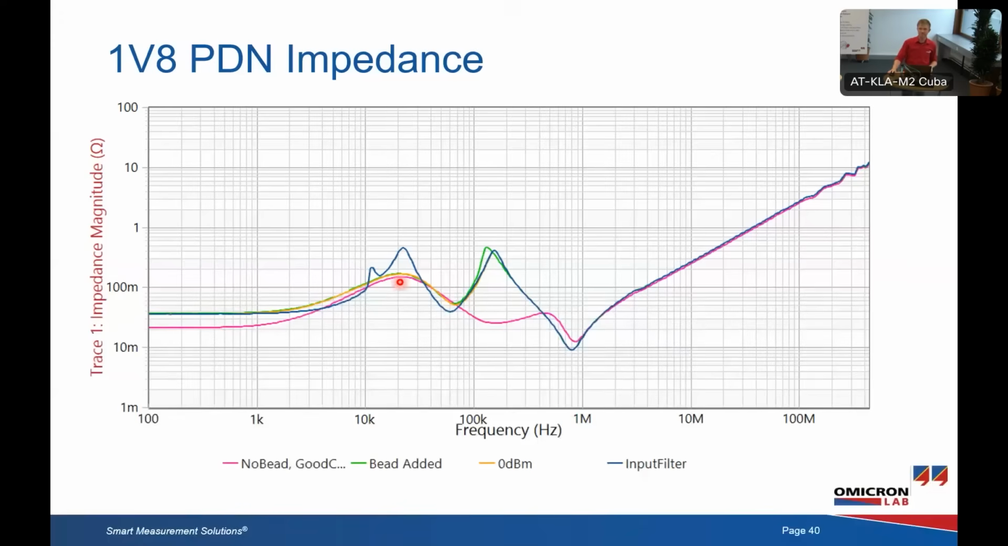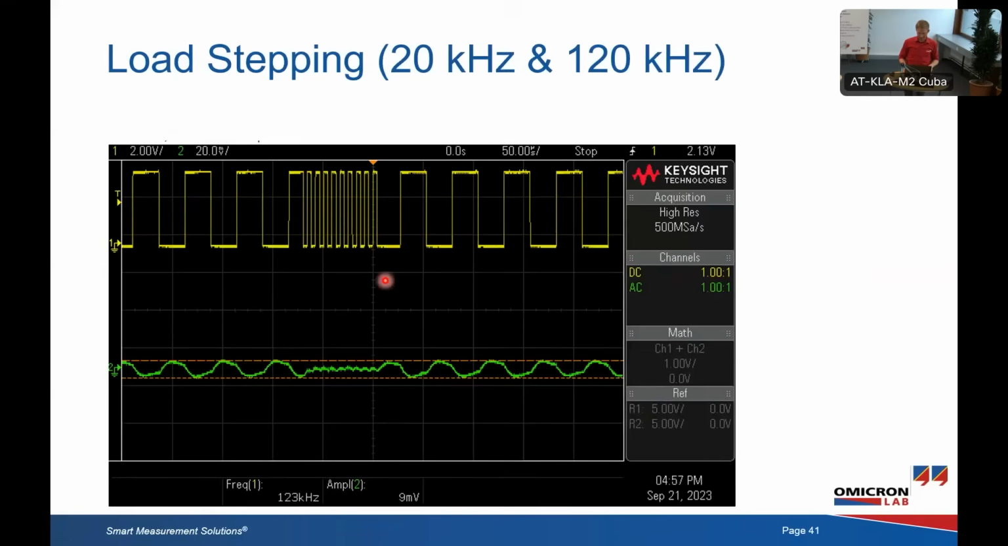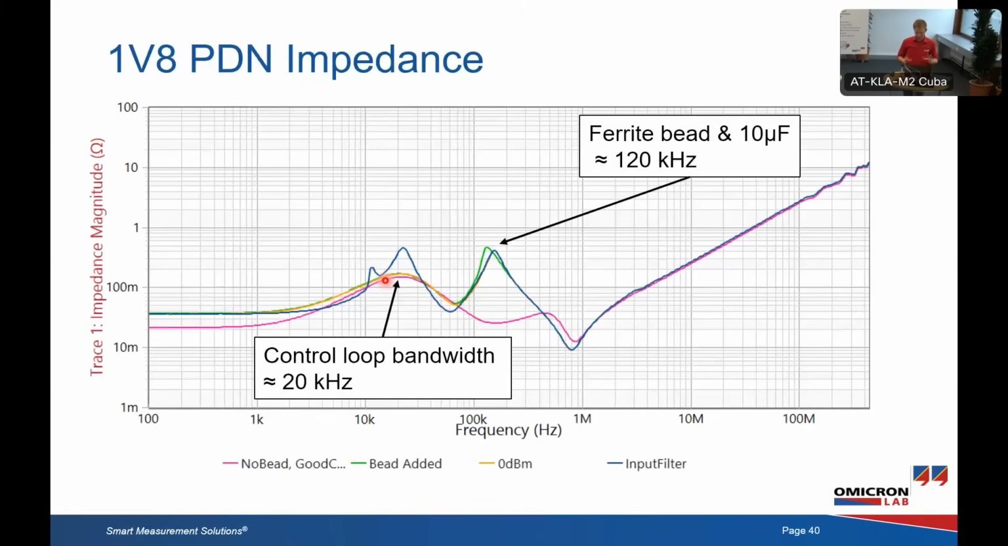On this graph, I've even removed the damping of the input filter, which I forgot now. The input filter resonance is here at around 10 kilohertz, and in that case, you can even see the input filter resonance at the output impedance of the system. So the control loop bandwidth is roughly 20 kilohertz, and the ferrite bead was at roughly 120 kilohertz.